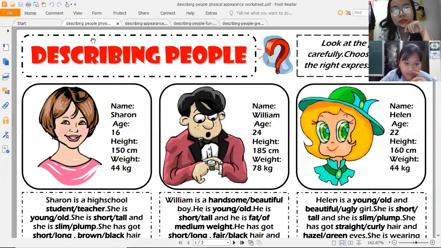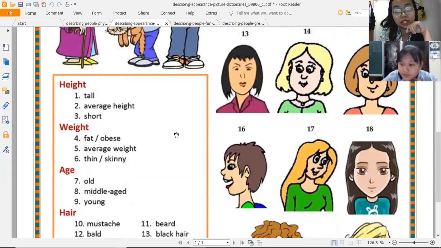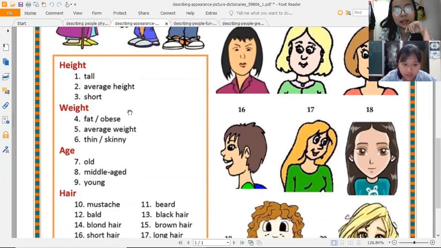I don't know if you already know it or not. Just tell me. Okay, tall and short. Easy, right? And the average height. Now it's easy, right? Okay, so this one, fast.